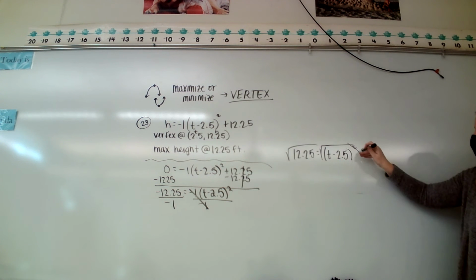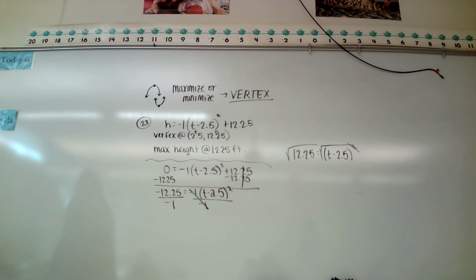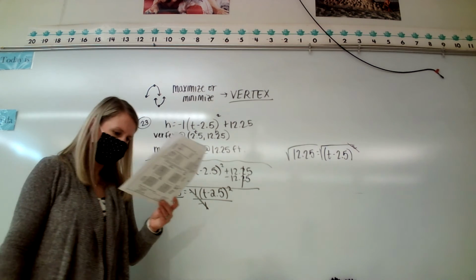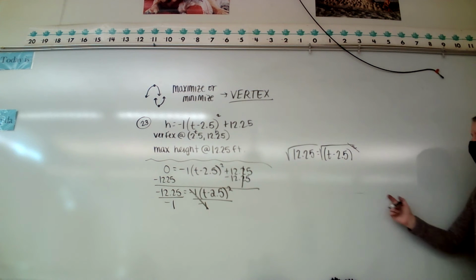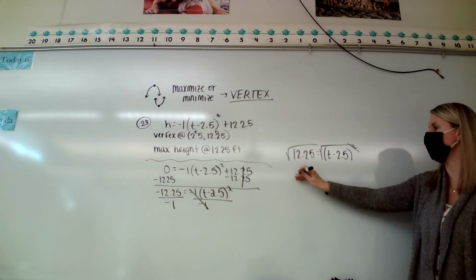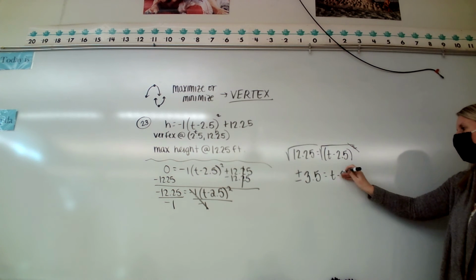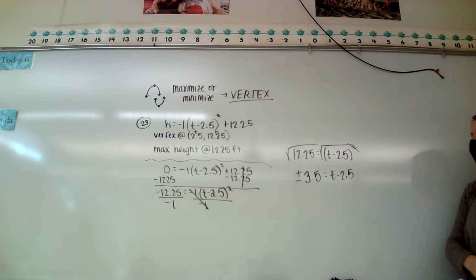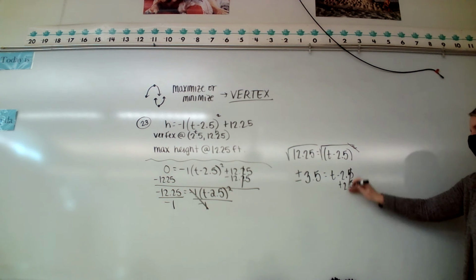Remember, I take the square root because it cancels the squared. The square root of 12.25, I think it's 3.5. It is 3.5. But please just remember, when you take the square root and you're solving, it's plus or minus 3.5 equals t minus 2.5. And then we would add 2.5 to both sides.